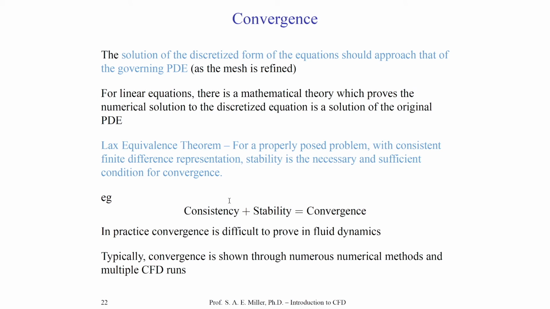Remember what consistency is. That's your discretized equations approaching the continuum equations as delta t and delta x go to 0. Stability is the property of the solver, which we have illustrated through the von Neumann analysis. That is, as we march in time towards a solution, this solution does not blow up.